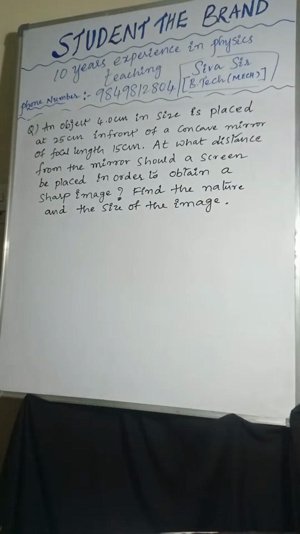I hope it is very clear. An object is 4 centimeter in size, placed at a distance in front of a concave mirror. The focal length is given, and the height of the object is given. At what distance from the mirror should the screen be placed? Means image. They are asking to find the image distance.